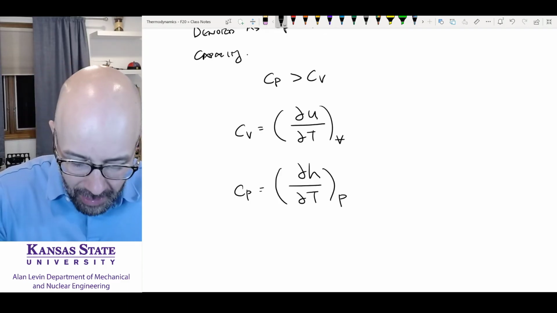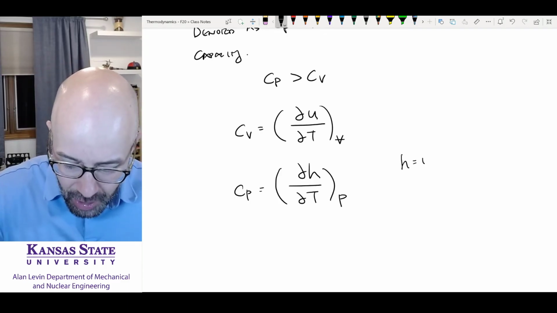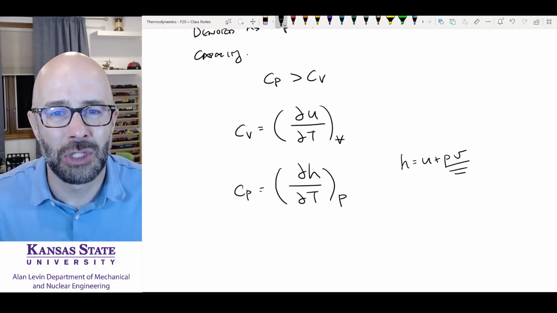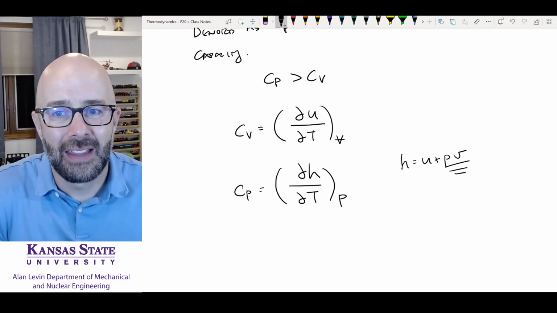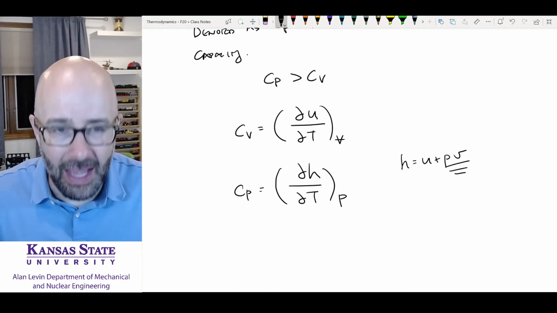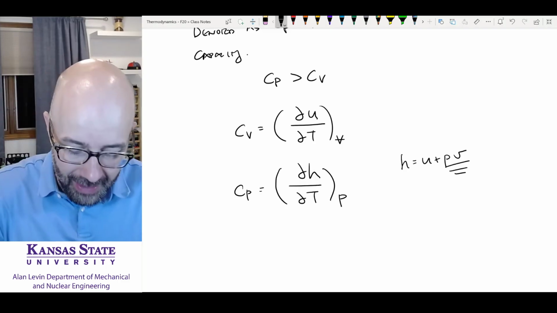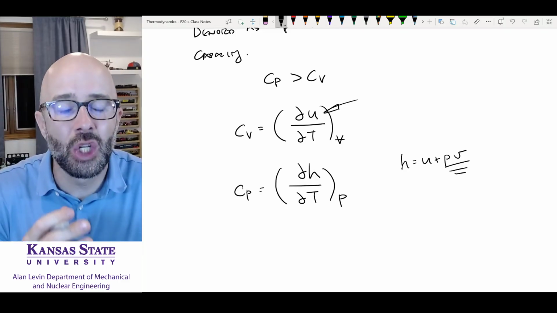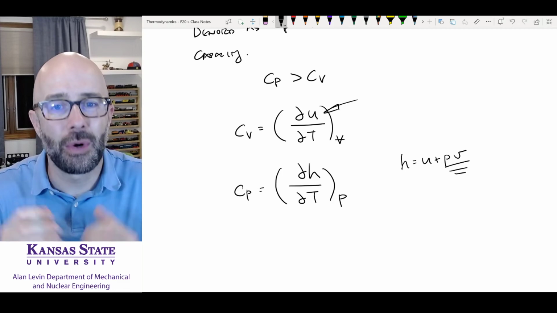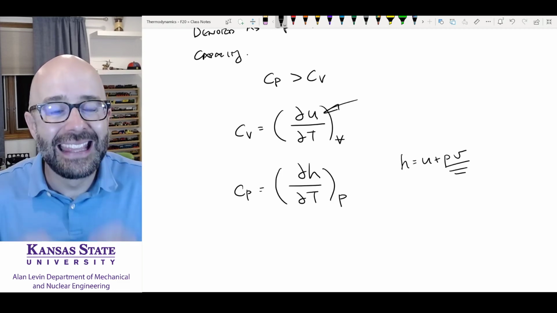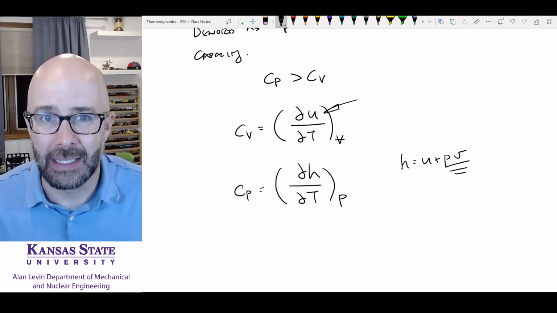Okay, remember, H is equal to U plus PV. See, it has that pressure and volume in it. So it makes sense that when we're trying to have that constant pressure, we have that volume piece added to it. This dU is just the internal energy, the molecules vibrating. This is how they are defined.